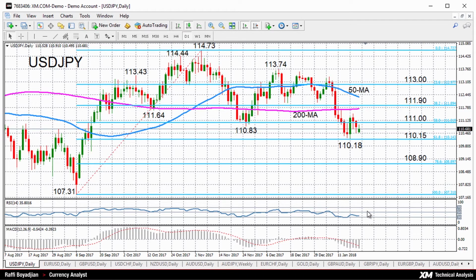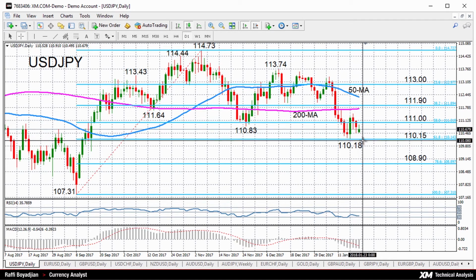We can see the near-term bias is to the downside with the RSI below 50 and tilting slightly downwards. Dollar yen did hit a 4-month low of 110.18. That's just above the 61.8% Fibonacci retracement of the upleg from 107.31 to 114.73. So that low was touched last week.